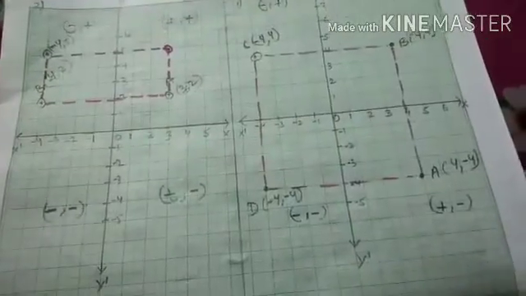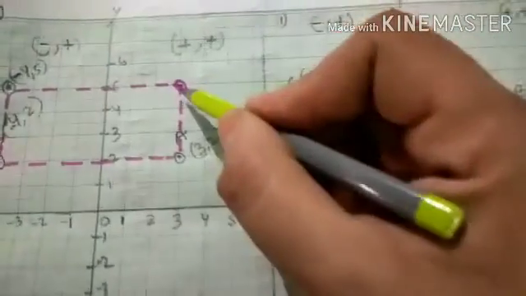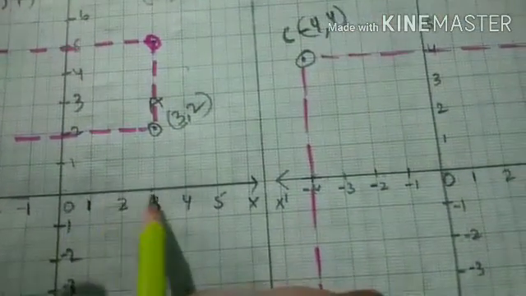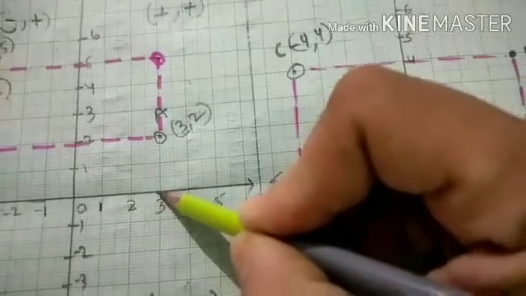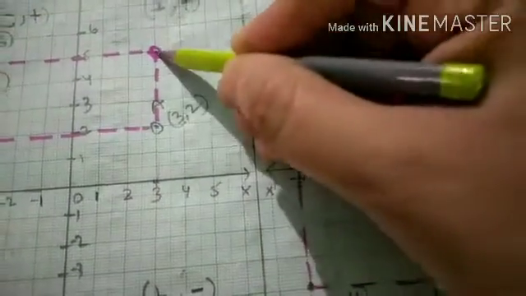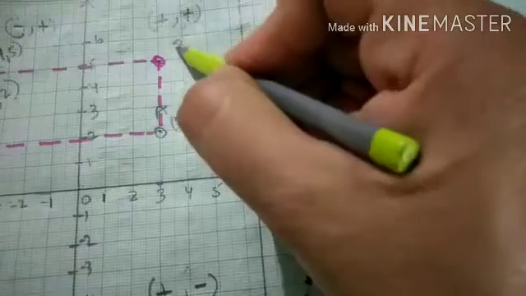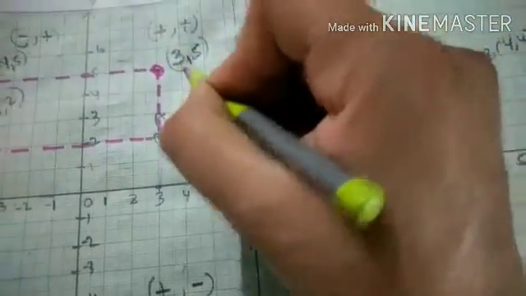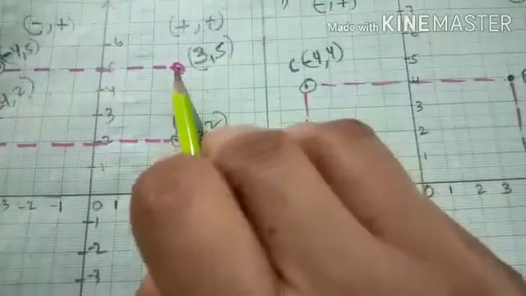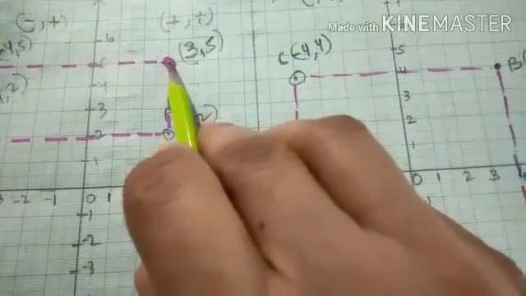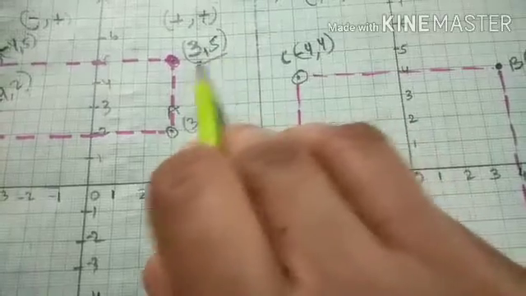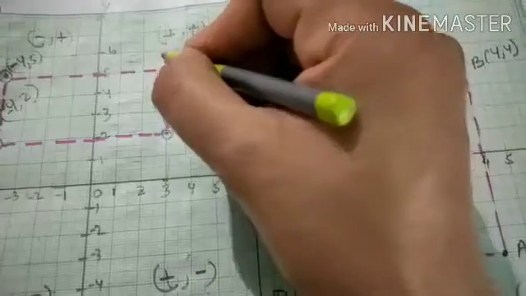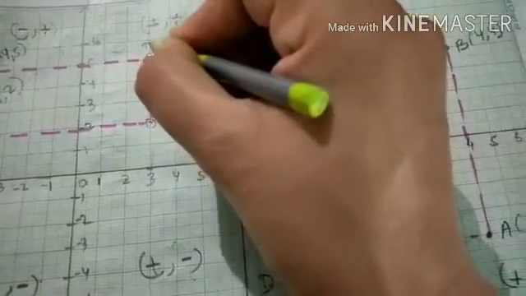Now we will read the coordinates of this point. On the x-axis it's moving 1, 2 and 3, so 3 on the x-axis, and on the y-axis it's moving 5. So the coordinate of the fourth vertex is (3, 5). This is the fourth point, the fourth vertex, (3, 5), in the first quadrant, and this is the point D.